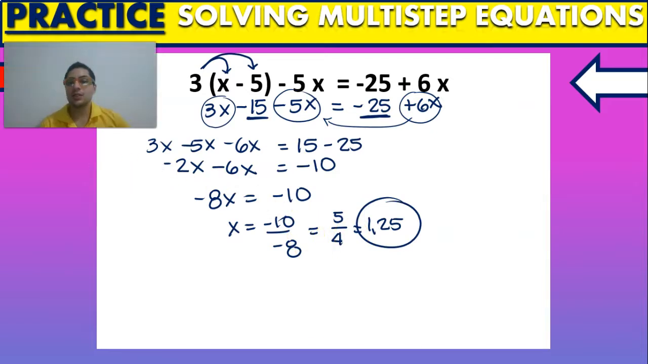So again guys, the first thing we did is that we used the distributive property. So 3 multiplies x and minus 5. Then we rearrange. After we rearrange, we're just going to solve like terms. So everything that has x, 3x minus 5x minus 6x, right? And then we have 15 minus 25, and that is going to give you minus 10. And then we just solve the terms like we already know.